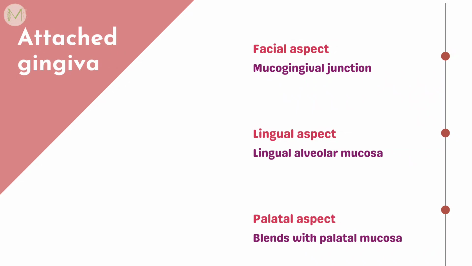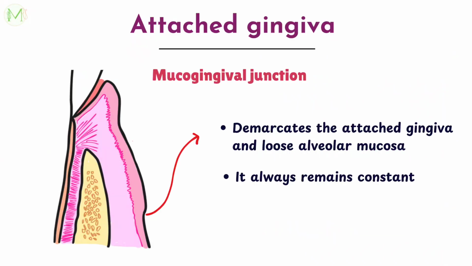Now let's see till which point the extent of attached gingiva is present. In facial aspect, the attached gingiva extends to the relatively loose and movable alveolar mucosa, and it is demarcated by the mucogingival junction. On the lingual aspect of the mandible, the attached gingiva terminates at the junction of lingual alveolar mucosa. And in the palatal surface, the attached gingiva in the maxilla blends with the equally firm and resilient palatal mucosa. Mucogingival junction. It demarcates the attached gingiva and loose alveolar mucosa, and it always remains constant.